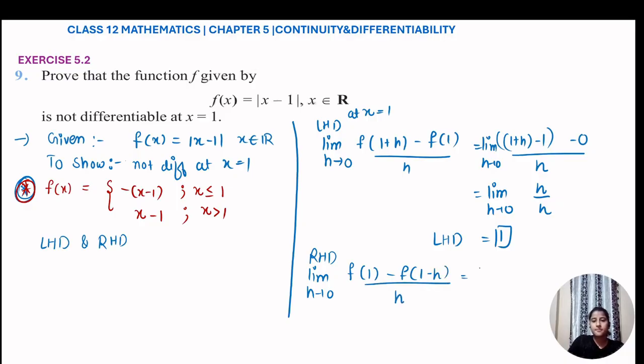So it is the limit of h tends to 0, 0 minus, as it is 1 minus h, so its function value will be this. So this will be minus of (1 minus h minus 1) whole divided by h. So this will be the limit of h tends to 0. Okay, let's do it in the next page, because it is coming behind my photo. So this limit will be, this minus cancels, minus h by h form.